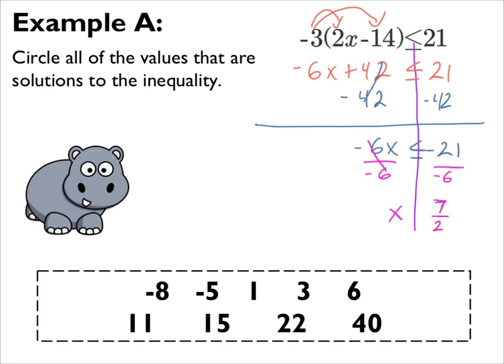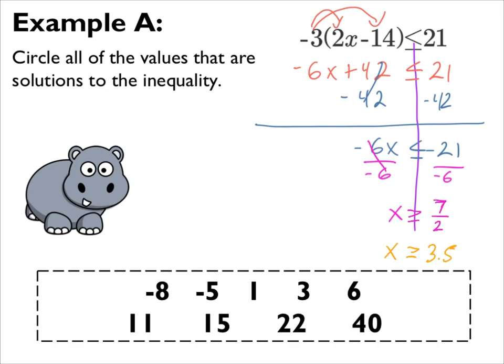Don't forget that we flipped our sign because we divided by a negative, so our sign is now greater than or equal to, and the answer to our inequality is x is greater than or equal to 7 over 2. Now we need to circle solutions to that inequality. It might be helpful to turn this fraction into a decimal, since all of our answers are whole numbers. So we'd have x is greater than or equal to 3.5. We're going to look for any numbers that are greater than or equal to 3.5.